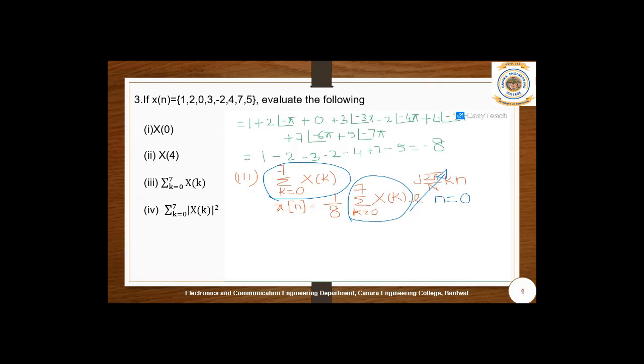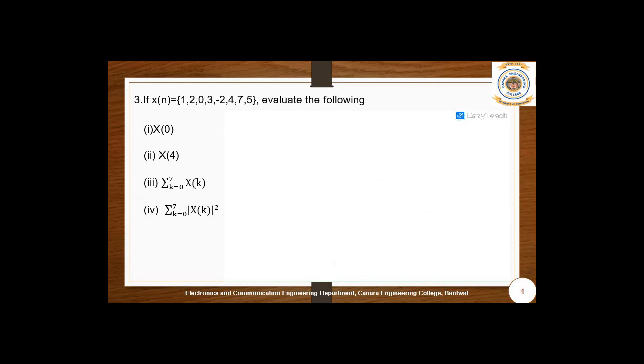When n value is 0, e to the power j 2 pi by n kn becomes 1. So I can rewrite this as x of 0 is equal to 1 over 8 summation k value varying from 0 to 7 x of k. So summation k value varying from 0 to 7 x of k is equal to 8 into x of 0, and x of 0 is 1. So answer is 8. So we'll go to the last part of it.